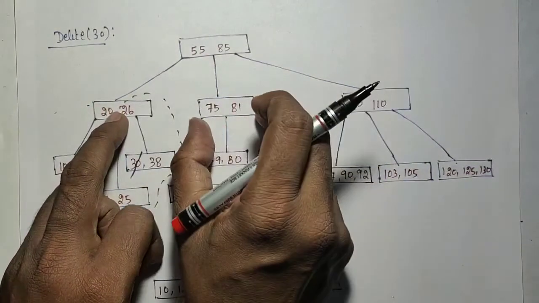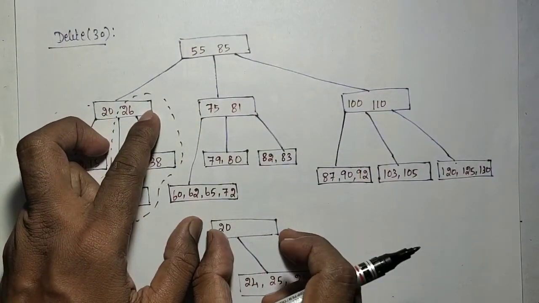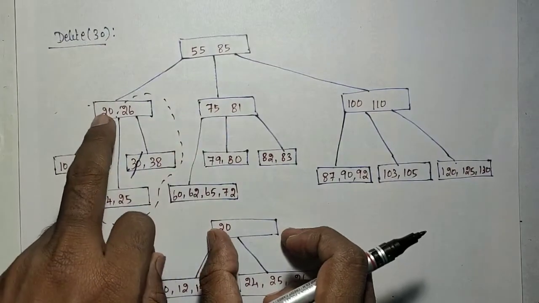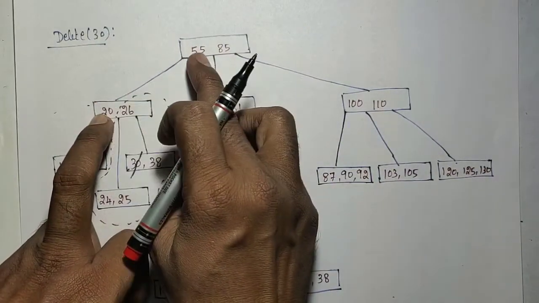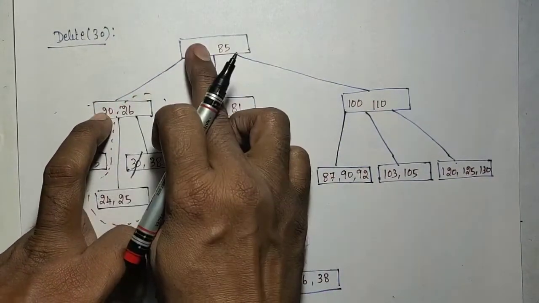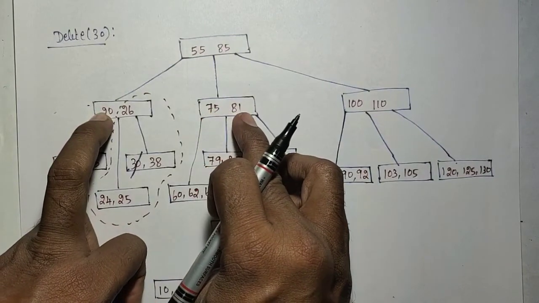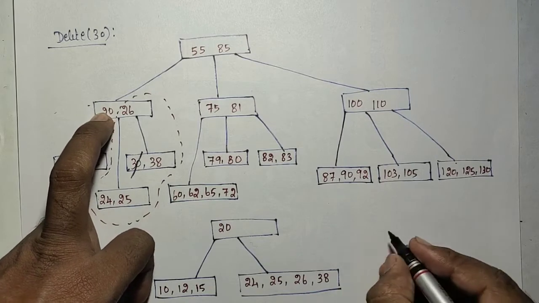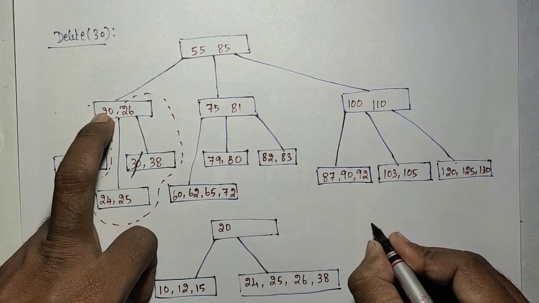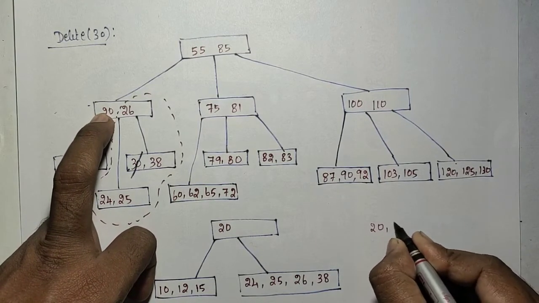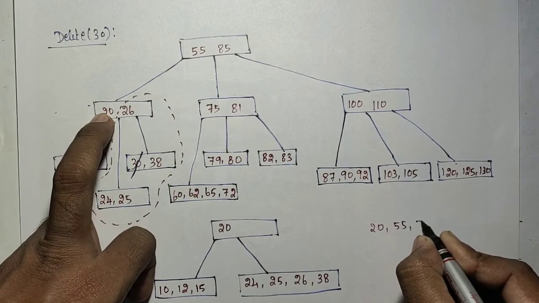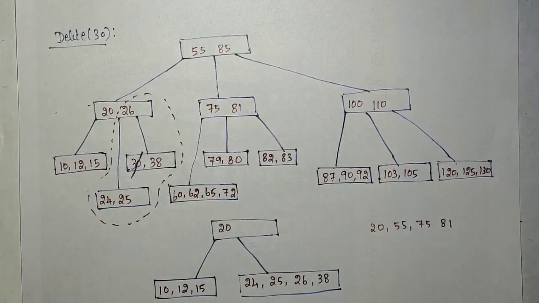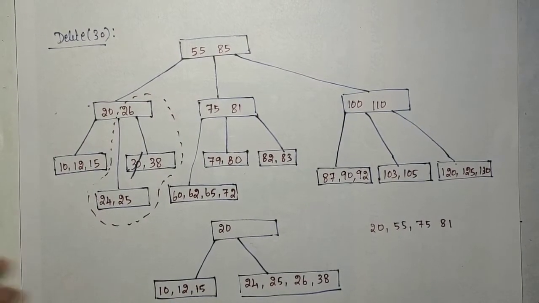So this node and this node are going to be merged. That is, the 20 node and the 75 node will get merged. It means that the parent is 55. So 20, 55, 75 and 81 will be merged like this. So what we have to do is 20, 55, 75 and 81. This will be merged like this.